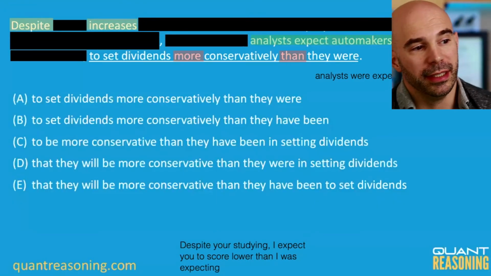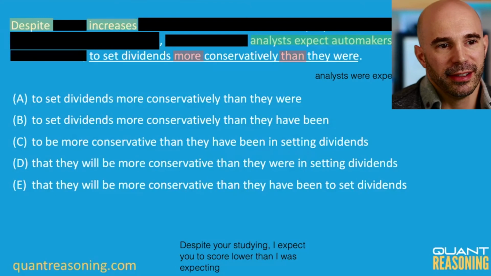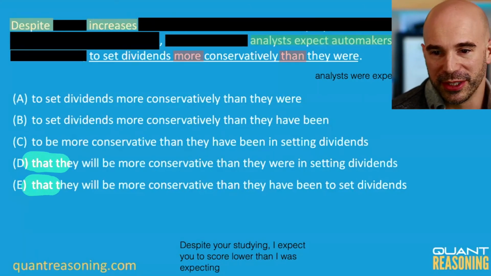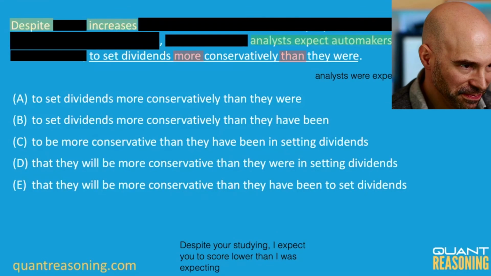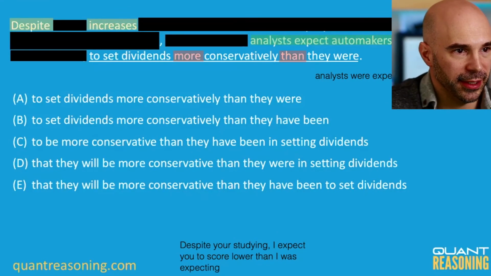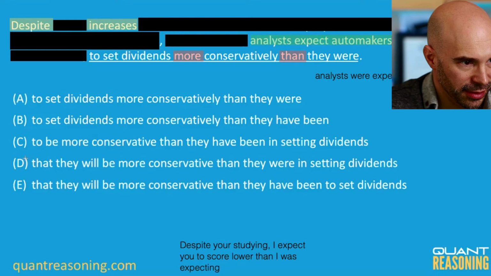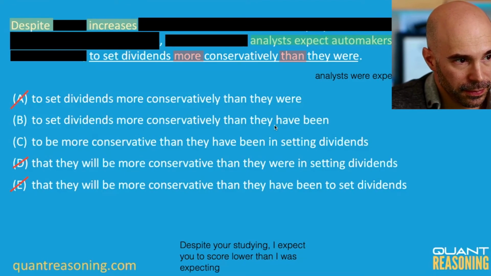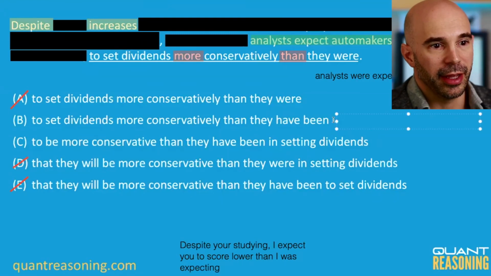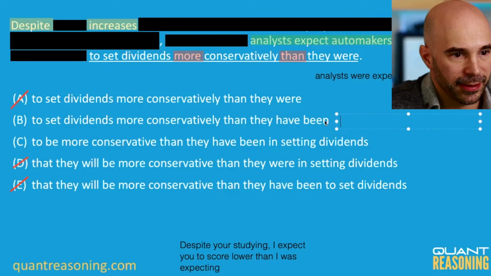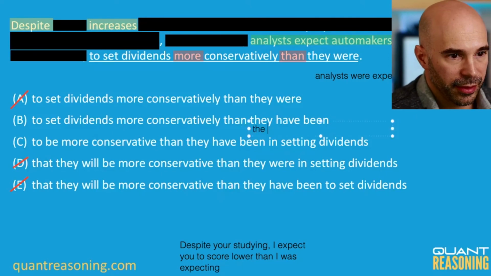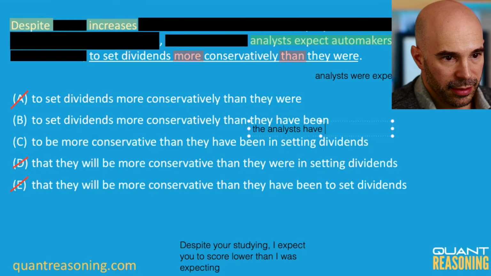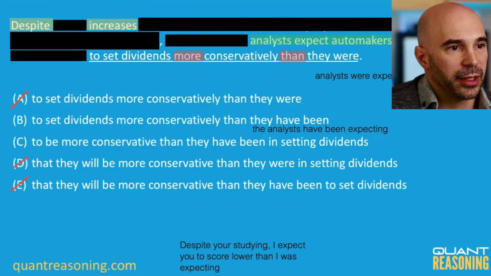Can we all eliminate D and E? Because it doesn't make sense to say analysts expect automakers that they will be more conservative? Yep. Yes. So we're down to two answer choices, B or C. B has the same problem as A, doesn't it? You're just changing the verb tense. They have been to they were, but it's still. Yeah, so it'd be then they, the analysts, have been expecting, right? Then yeah. Well, C balances the comparison to B than they have been. Good, I think we're done.